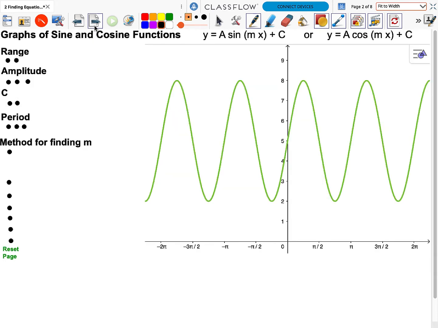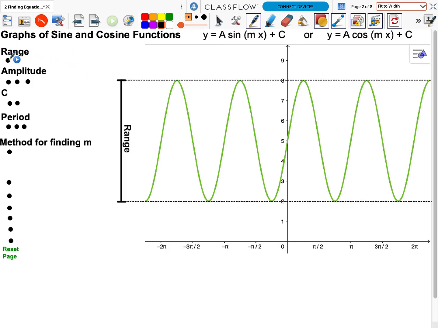Now on this second slide, we're going to work through this again very, very quickly, without any explanations as such, just to show you how quickly you need to be doing this in the exam. The first thing is we're looking at what the range of the function is. So the range is from the lowest to the highest point. Lowest point is 2, highest point is 8. Therefore the range is the closed interval 2 to 8.